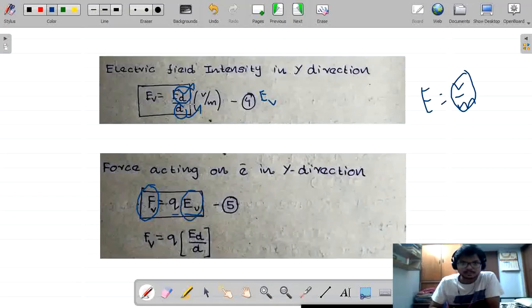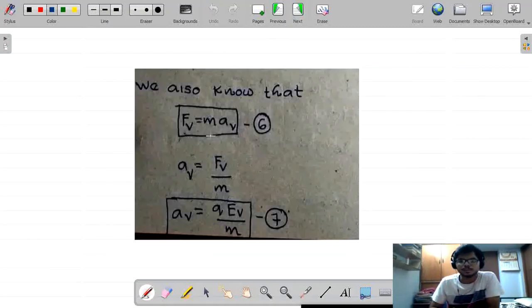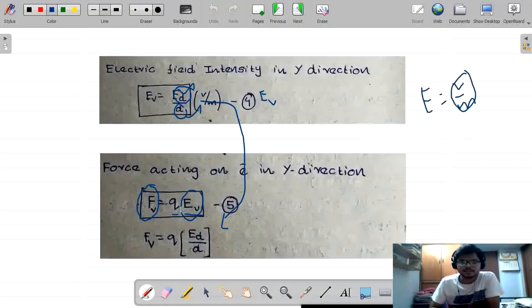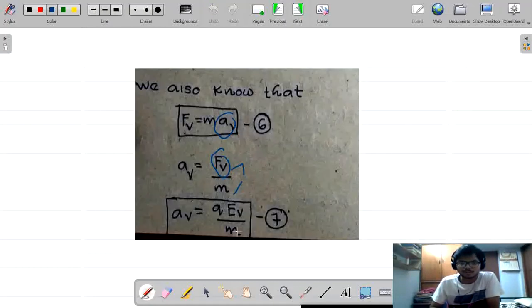Here EV, substitute the equation number 4, Q into ED by D. Now equate the kinetic energy force. F equal to MA. From here AV equal to FV by M. What is FV? In the previous we have written FV equal to Q into EV. So AV equal to Q into EV by M. It is indicating the acceleration.